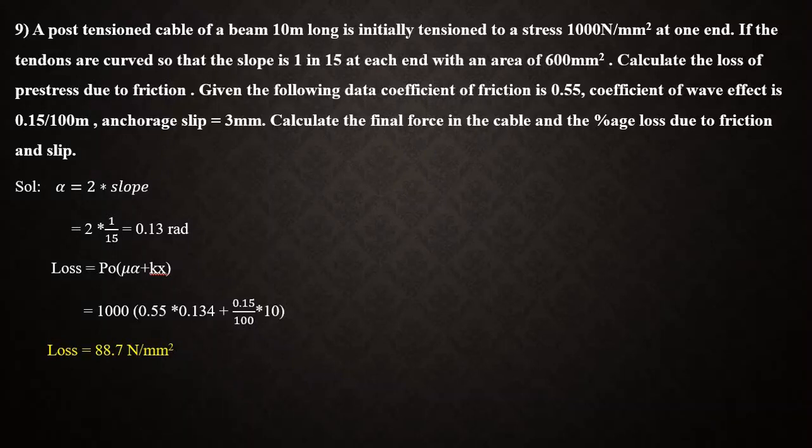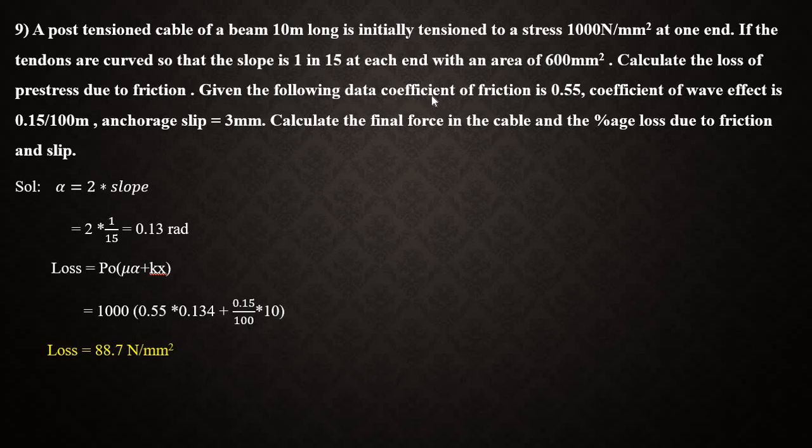Everyone, welcome back. Today I am going to explain a problem on total losses from pre-stressed concrete. A post-tension cable of a beam 10 meters long is initially tensioned to a stress of 1000 Newton per mm square at one end. If the tendons are curved so that the slope is 1 in 15 at each end, with an area of 600 mm square, calculate the loss of pre-stress due to friction.